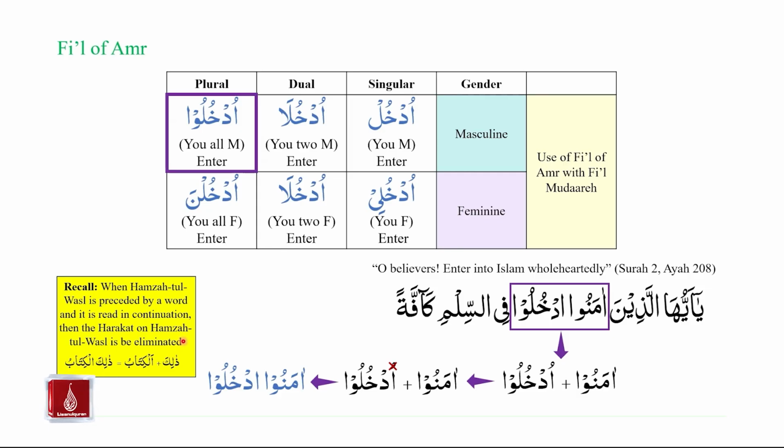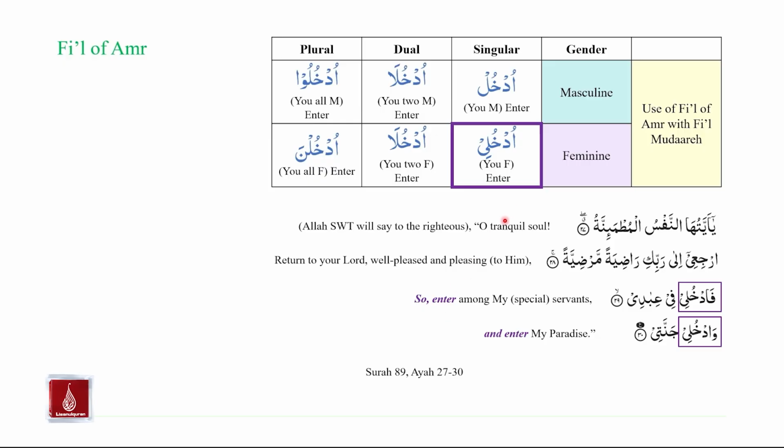Just like we did in the example of zalika plus al-kitabu, we said zalikal kitabu. We removed the zabar harkat from hamzatul wasl in the case of zalikal kitabu. Similarly, in the case of amanu plus udkhulu, we will remove the harkat or the pesh on hamzatul wasl in the case of udkhulu, and we will get the result amanudkhulu. Another example will highlight the use of udkhuli. Udkhuli can be translated as you enter, referring to the feminine gender.